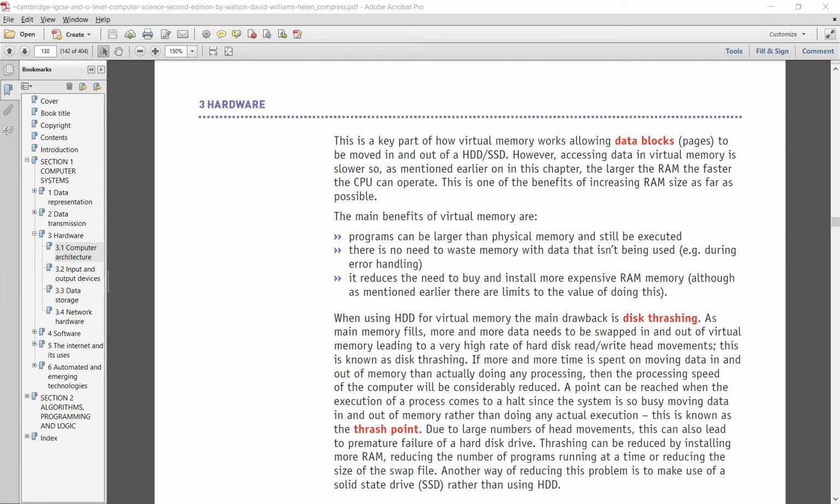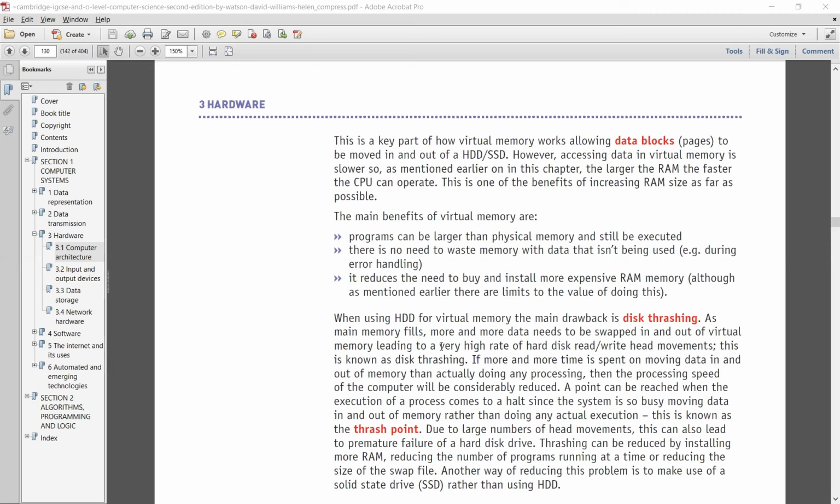But it may happen that when using your hard drive for virtual memory, the drawback is disk thrashing. And what is it? If your main memory fills, more and more data is trying to be swapped in and out. Like it may happen, your RAM is full. Definitely, there's more data which is moving in and out of your virtual memory, that is your hard drive.